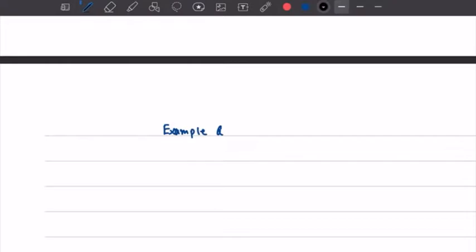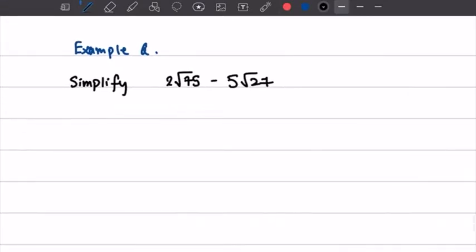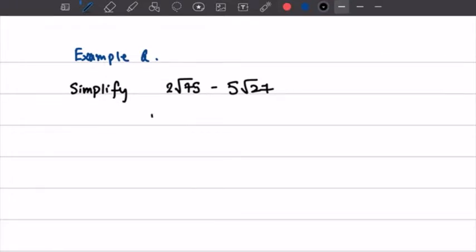Of a more complex kind of question. So it says simplify 2 root 75 minus 5 root 27. Firstly, what comes to mind is that you can simplify root 75 as root 25 times 3, and 2 times that, minus 5 times root 9 times 3, because 9 times 3 is 27.